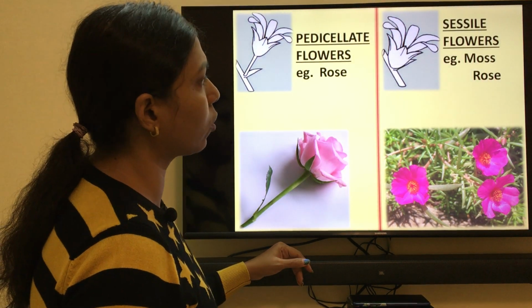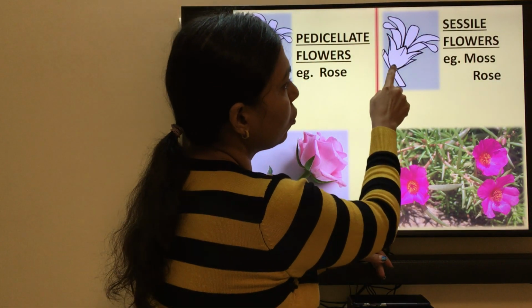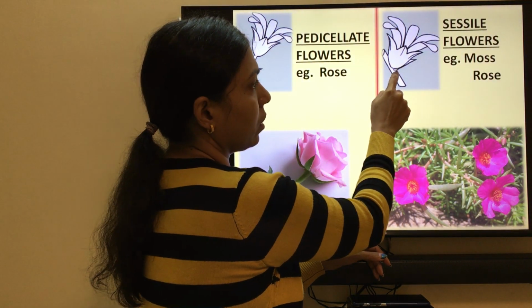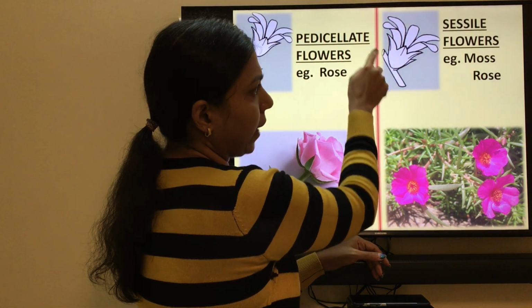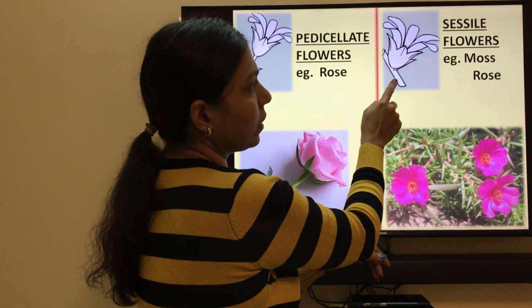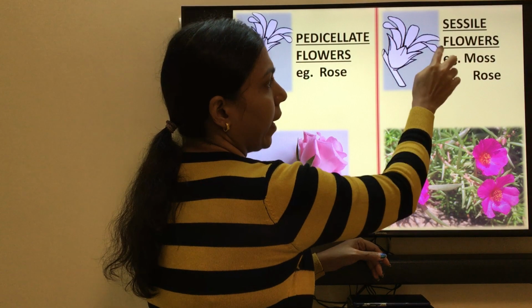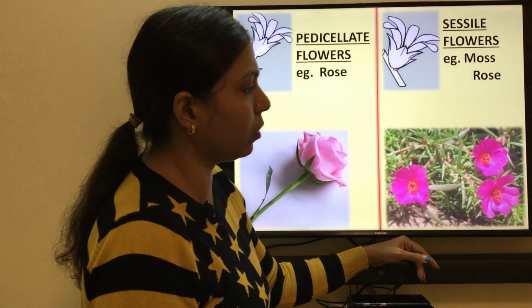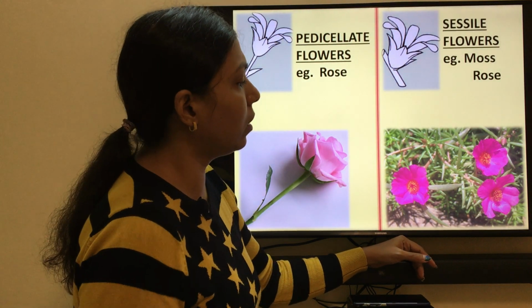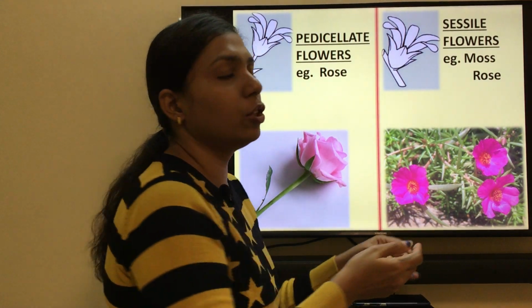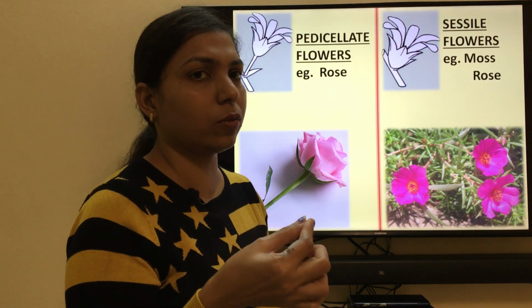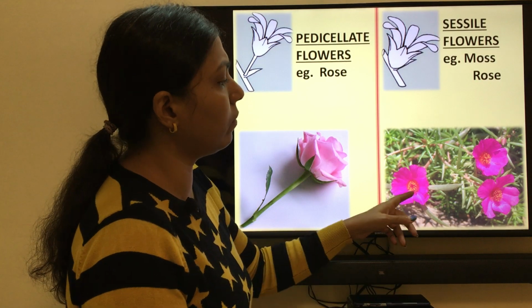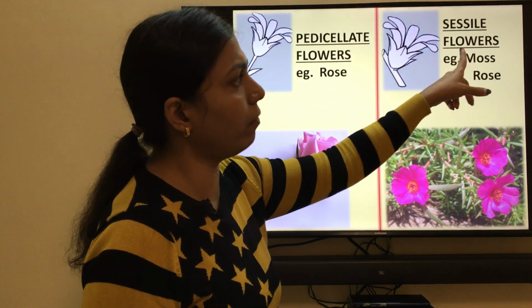Your example is a rose. The flowers which do not have the stalk, that stalk is not present over here. The flower is directly attached to the branch. So these flowers are called sessile flowers. Your example is a moss rose. You must have seen this growing in your balconies or in many gardens. These flowers do not have a stalk. You cannot hold the flower using a stalk. You have to hold the entire flower in your hand. So these flowers are called sessile flowers.